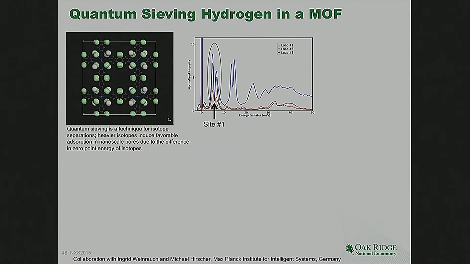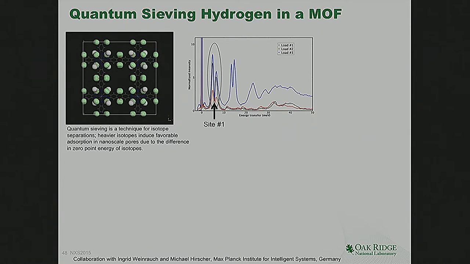Another example of this application is quantum sieving. In quantum sieving, the idea is that you can separate hydrogen, deuterium, and tritium by their zero-point energies. You adsorb them in different materials, and because they have different energies, the idea was that they have different sizes of the holes, and then your dynamical diameter, because hydrogen is very light, has a larger wave function, whereas deuterium is heavier and has a smaller wave function. That was the mechanism for this process.